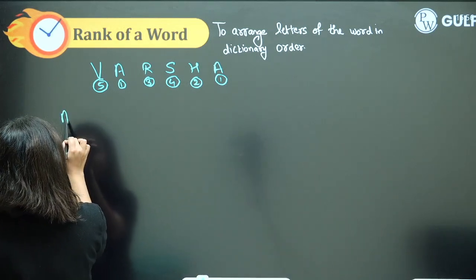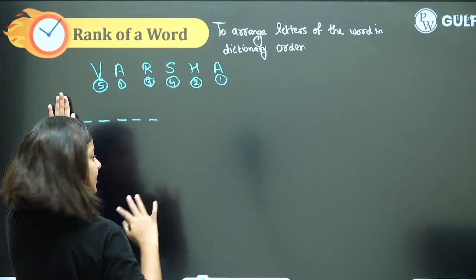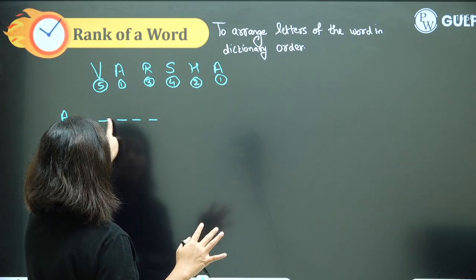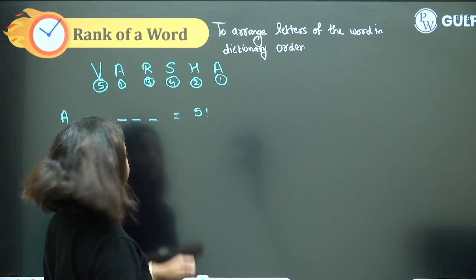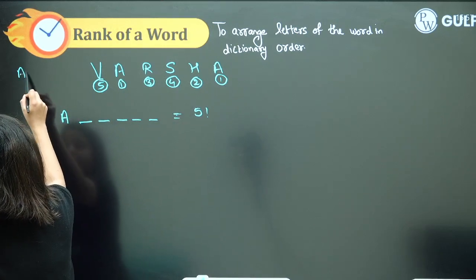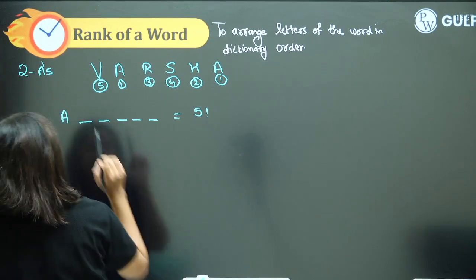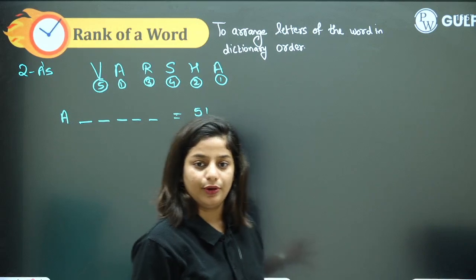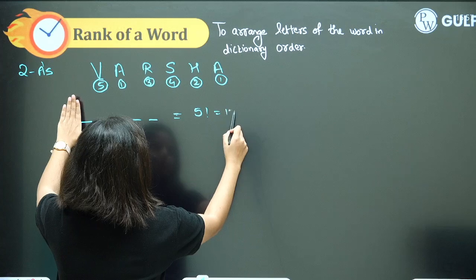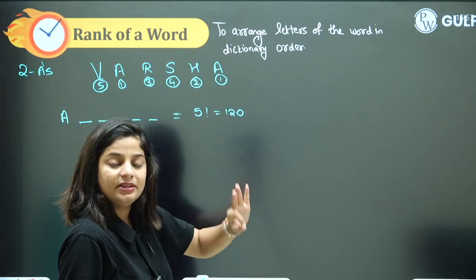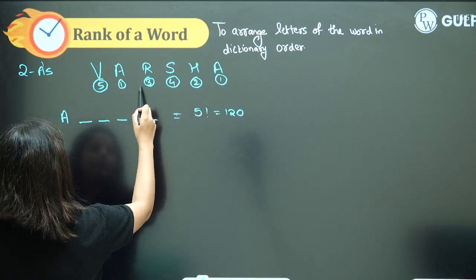Alright, that means all the names will start with first A. Varsha is 6 letters, so first letter fixed to A. Remaining 5 spaces can be filled in 5 factorial ways. Remember, there are two times A in the word. Okay, so first letter is A. Remaining 5 letters can be arranged in 5 factorial ways, which is 120 words can be formed with the letter A.